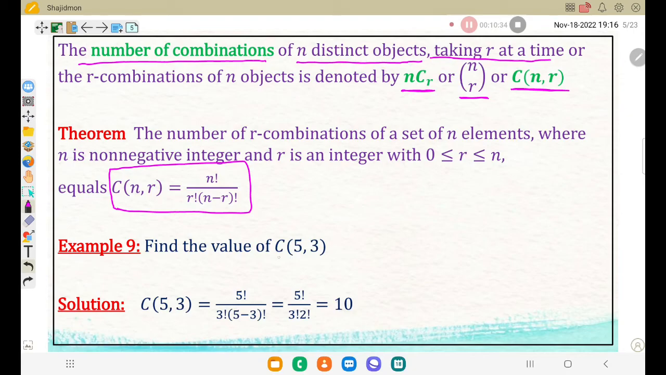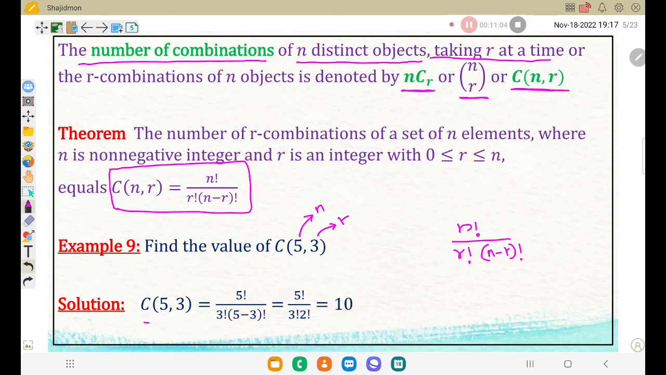Find the value of C(5,3). What is the value of C(5,3)? Combination of 5 objects, taking 3 at a time. So what is n here? n means 5. What is r here? r is 3, correct? So when we are using the rule, what is the combination rule? n factorial divided by r factorial multiplied by (n minus r) factorial, correct? So instead of n we put 5, and instead of r we put 3.